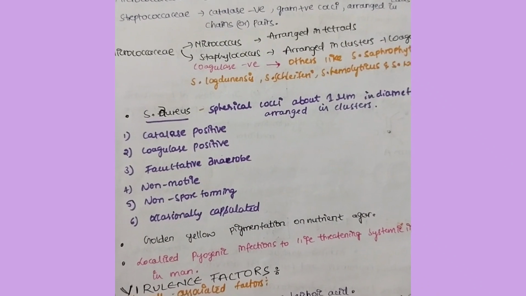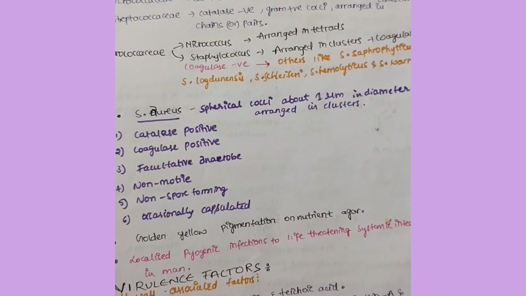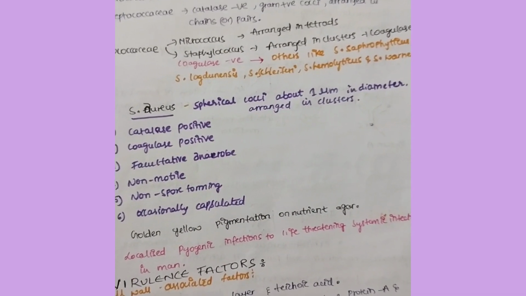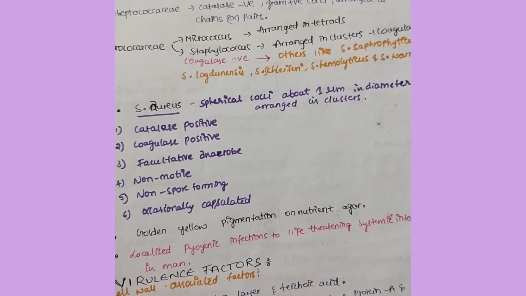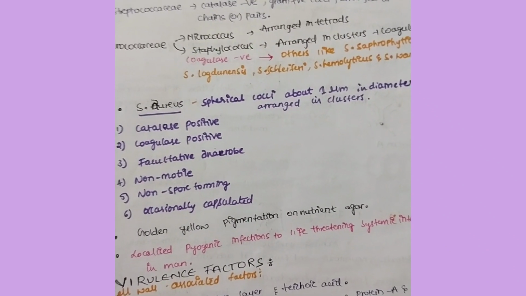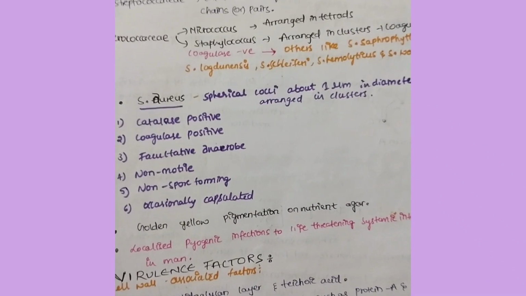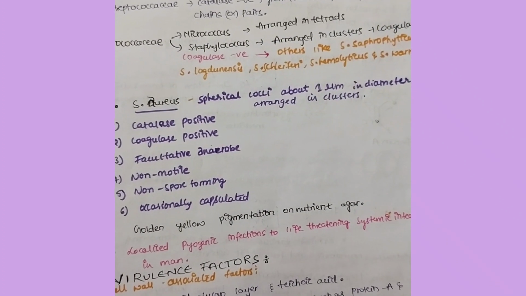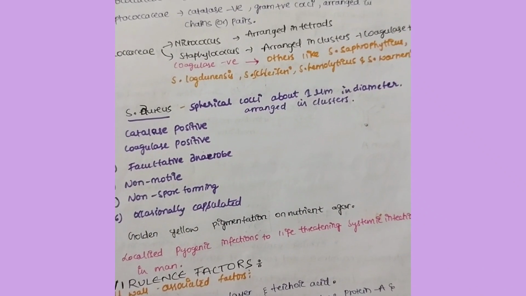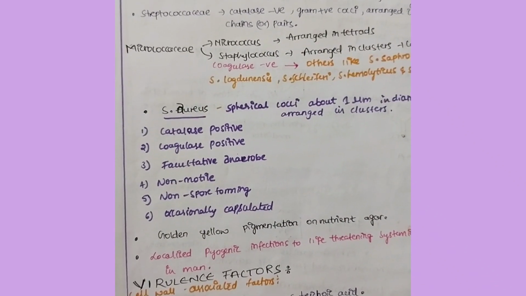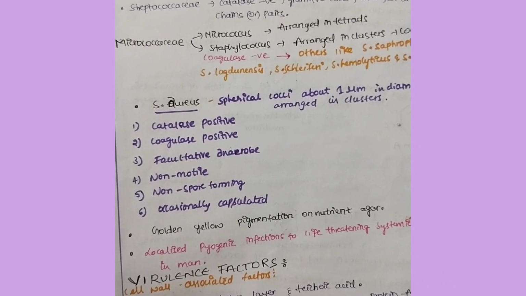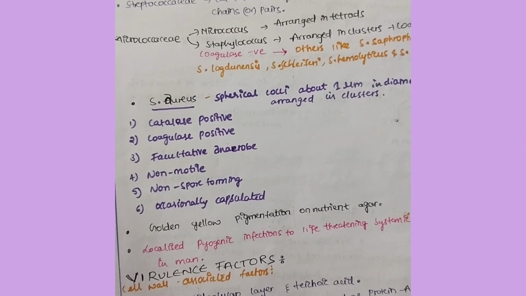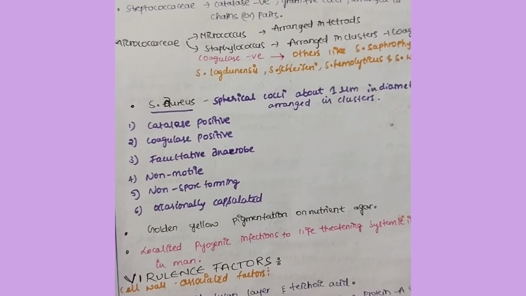Coming to Staphylococcus aureus. These are spherical cocci about 1 micrometer in diameter, arranged in clusters. Staphylo means grape-like, and they are usually seen as clusters, according to the plane of division as well. These are catalase positive, as we discussed, and coagulase positive. Staphylococcus aureus is the only coagulase positive species; the remaining are coagulase negative.